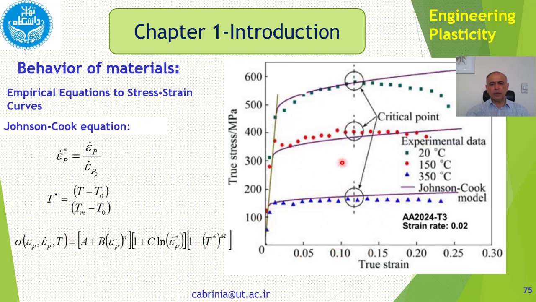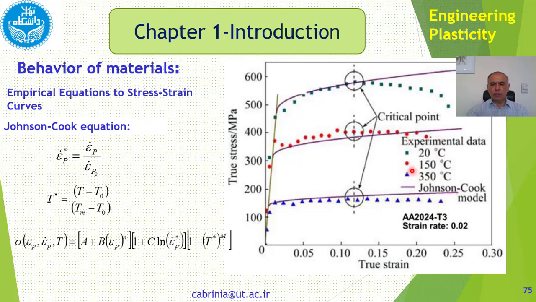And this is an example for aluminum 2000 series, heat treated T3, and strain rate is 0.02. Okay, experimental data for different temperatures. Right now, this line is the Johnson-Cook model, and these are the experimental values. So we have compared Johnson-Cook with the experimental values.